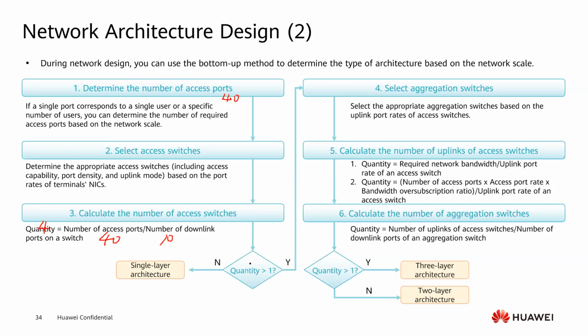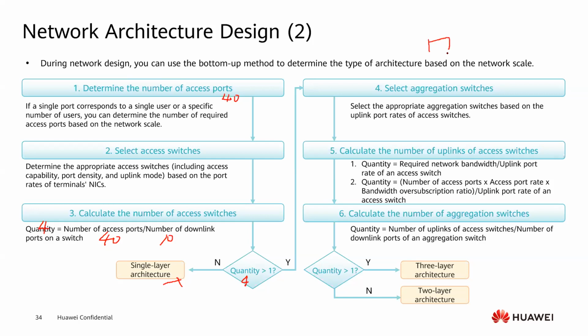So we'll go through to here. The 4 is bigger than 1, so it's now not the single layer. And to here. And then you need to select a type of the aggregation switch as well. Just think about the port rate, the bandwidth, and other performance. And then you need to calculate the number of the uplinks of the access switches.